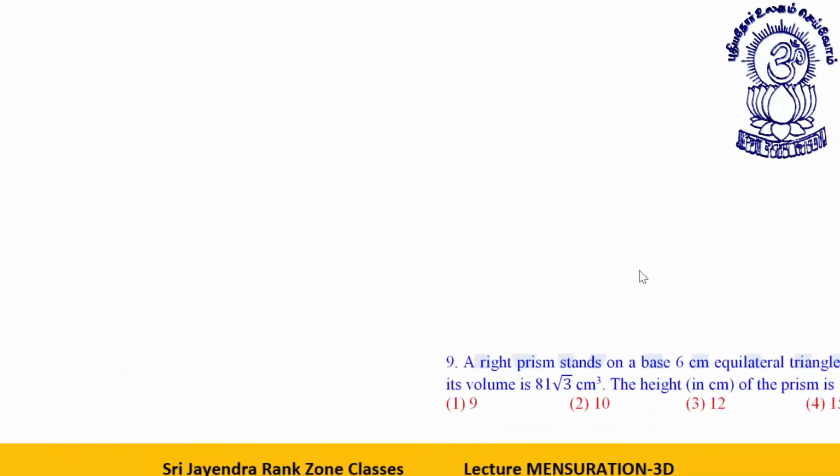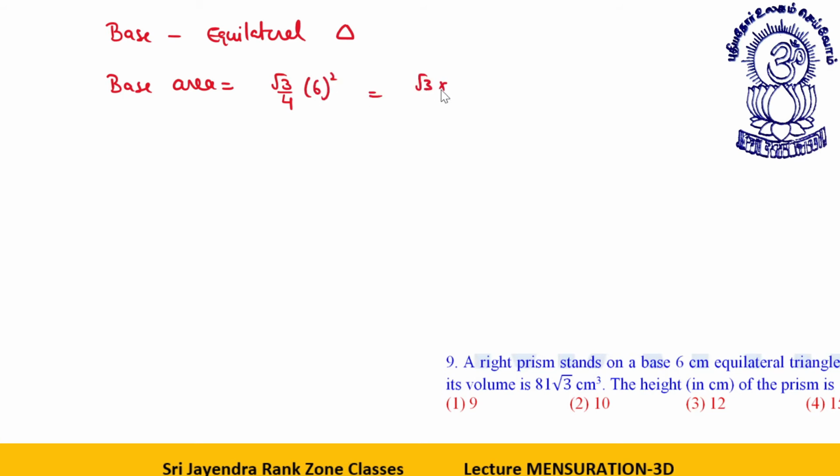A right prism stands on a base of a 6 centimeter equilateral triangle and its volume is 81 root 3. The height of the prism is C. First of all, what is the base? Base is an equilateral triangle. What will be the base area? Base area will be root 3 by 4 into 6 squared, that is root 3 by 4 into 36. 4 cancels with 36 to give you 9. This is 9 root 3.